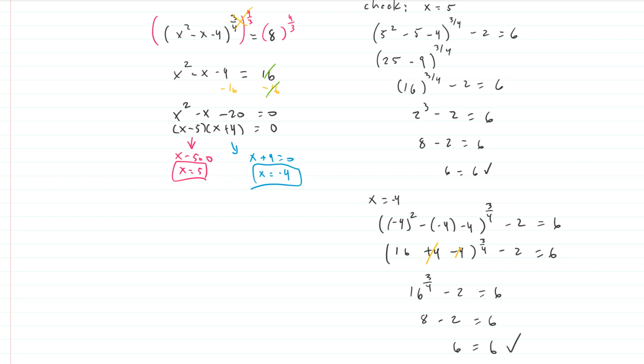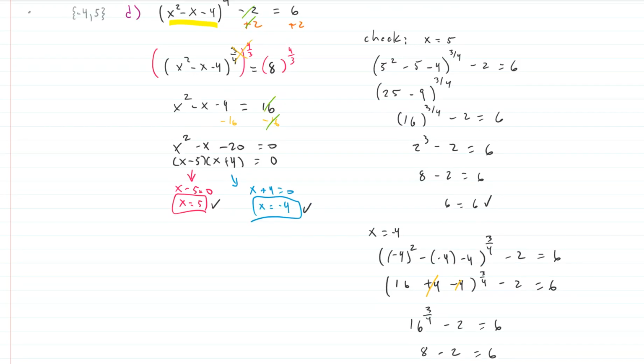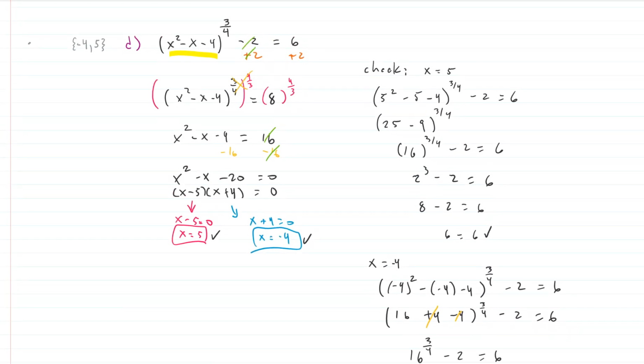So we just showed that both x equals 5 and x equals negative 4 are valid solutions to our problem.